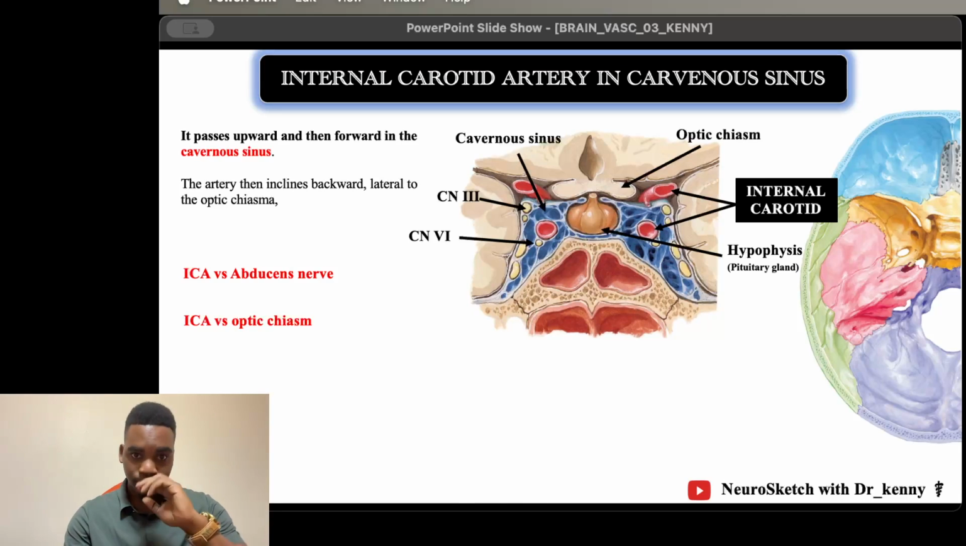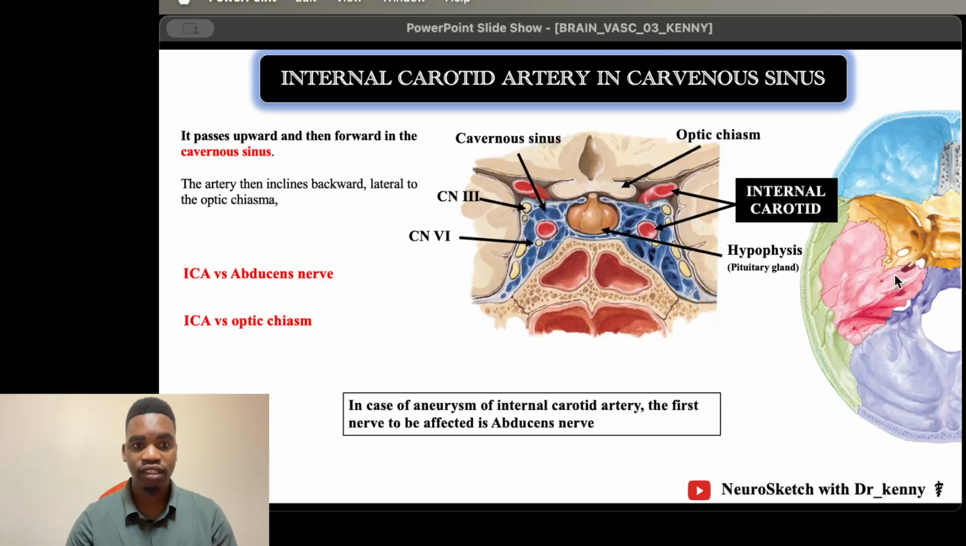All right, so that is it. And then this is the internal opening of the carotid canal.